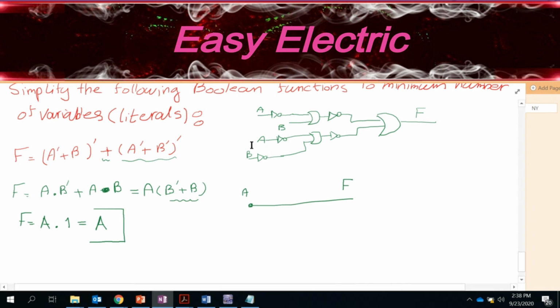There are different methods. The first method that you learn here uses the postulates and theorems of the Boolean algebra. We have some other methods, such as the Quine-McCluskey table, which is one of them. The Karnaugh map is another.